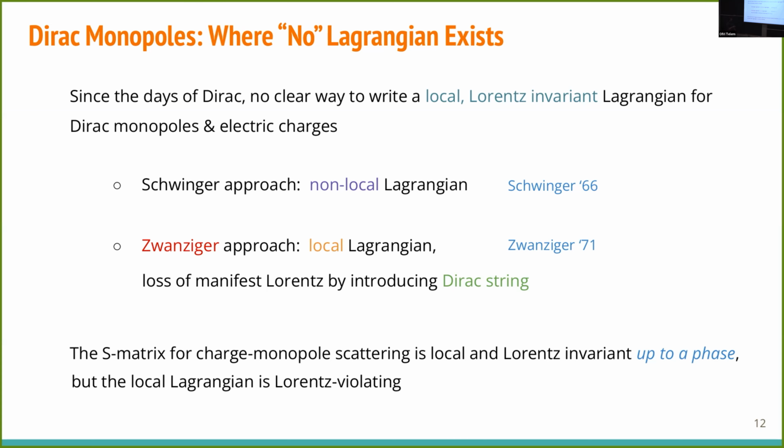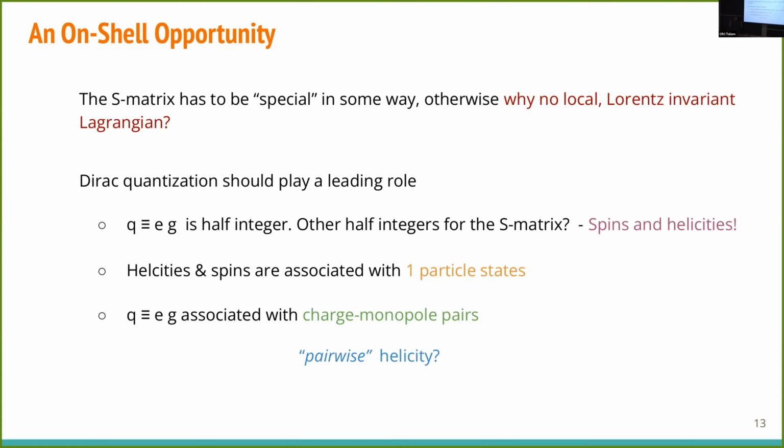Good. So Zwanziger had a local Lagrangian, but there was a manifest loss of Lorentz invariance. But the S matrix, if you calculate it right, is completely kosher. It's local, it's Lorentz invariant, up to a phase because the Dirac string exponentiates to a phase. But somehow there's an impediment to describing it in Lagrangian language. So what we thought is, can we just construct the S matrix without ever thinking of a Lagrangian? And that's indeed what we did, following Zwanziger's lead.